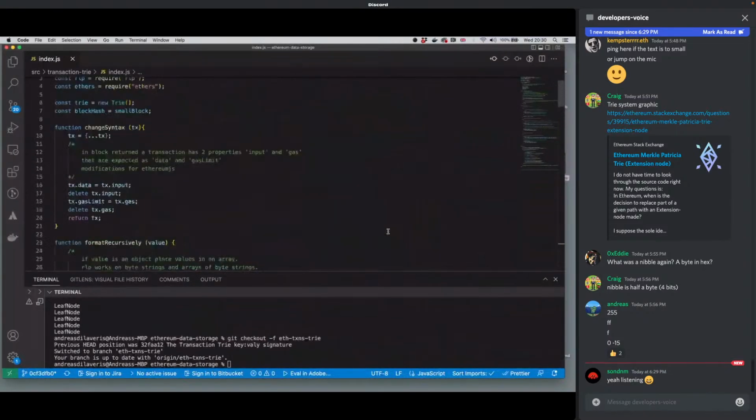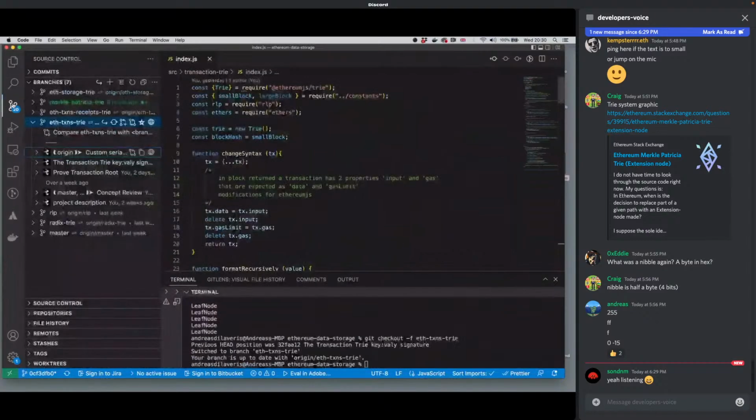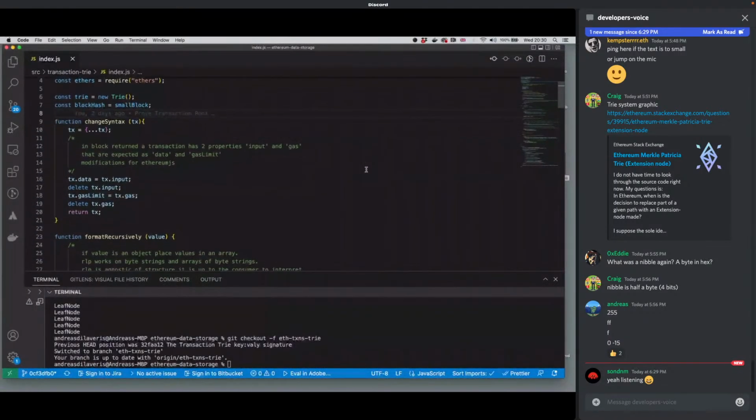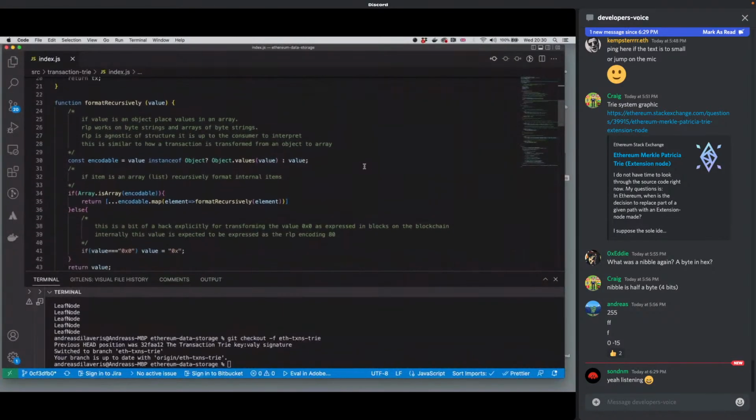The storage trie. So okay, this commit is called custom serialization. So we're no longer going to use the Ethereum JS library to do it for us. We're going to do it in a custom manner. And now I'll be able to show you what that type information was.